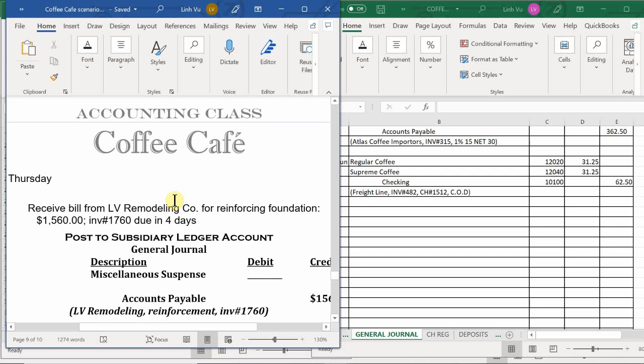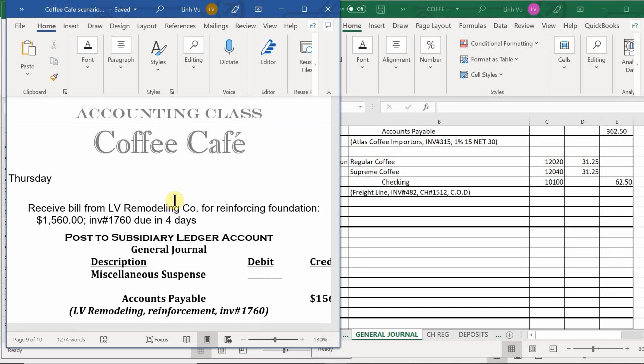Now in this case, why did we hire LV Remodeling? To remodel. Okay, so in this case, what's the specific item, or what are we having done? The grinder, to fix it. Exactly. Now, is this for the business or is this for the asset?